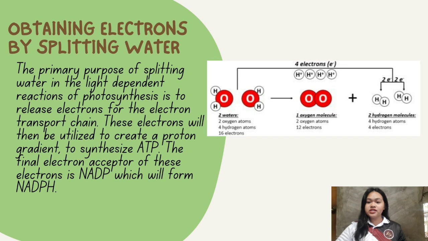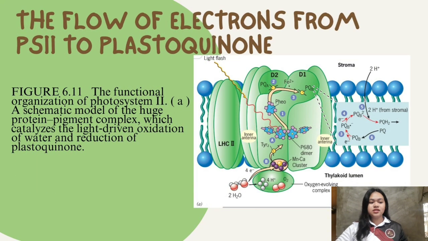So, in the process of obtaining electrons by splitting water, this is the photolysis that happens, wherein the molecules present in water are separated to gain the 4 electrons needed in the process of photosystem 2. Next is the flow of electrons from photosystem 2 to plastoquinone.